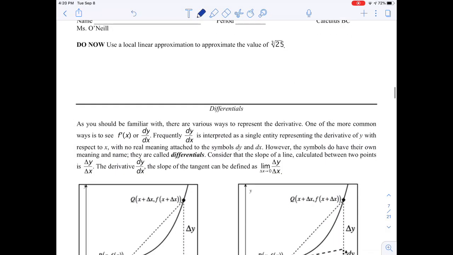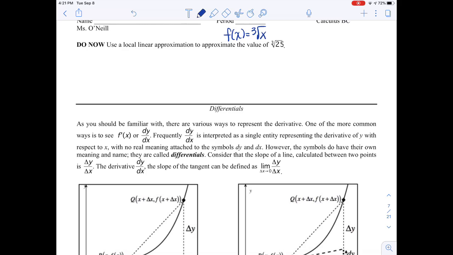Okay, so if you take a look at the do now, this is a recap of what we were talking about yesterday. Use a local linear approximation to approximate the value of the cube root of 25. Okay, so what function are we dealing with? We're dealing with the function that is the cube root of x. Okay, is the cube root of 25 going to be an exact value?